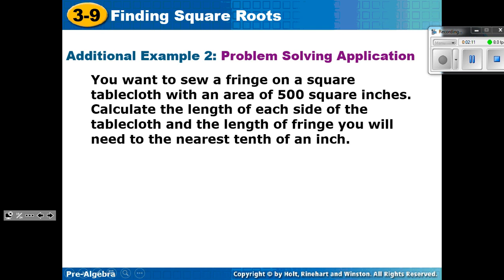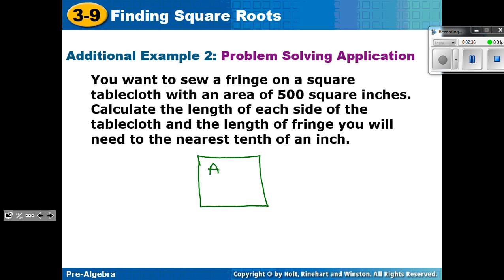Okay, let's do a little word problem. You want to sew fringe on a square tablecloth, I know you do, with an area of 500 square inches. Calculate the length of each side of the tablecloth and the length of the fringe you will need to the nearest tenth of an inch. Okay, so here's our lovely square tablecloth.